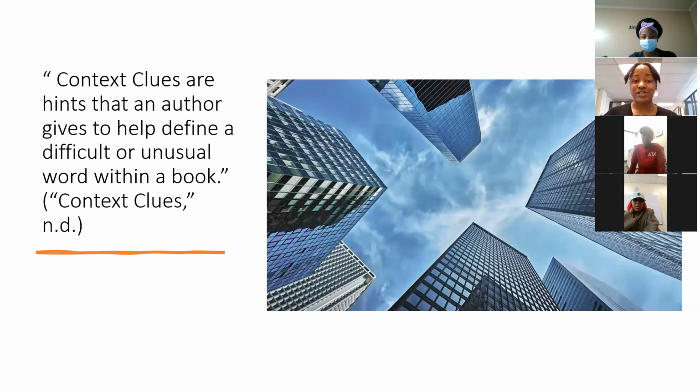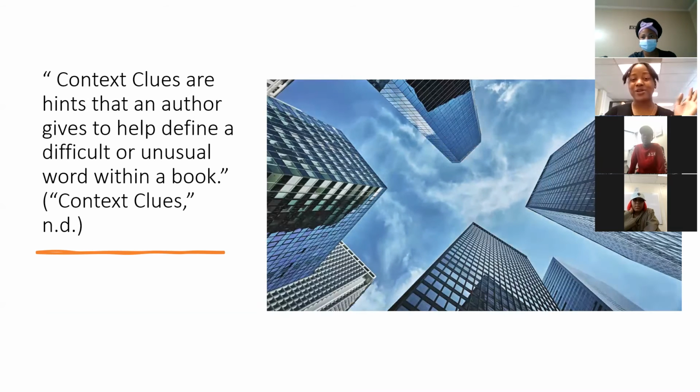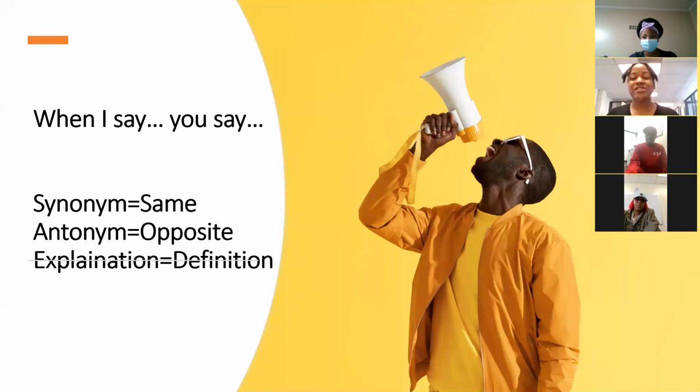So we're going to do a little call and response thing, okay? So when I say blank, you say blank, okay? We're going to do this first, and I'm going to tell you what it is later, okay? When I say synonym, you say same. Synonym. Same. When I say antonym, you say opposite. Antonym. Opposite. When I say explanation, you say definition. Explanation. Definition.